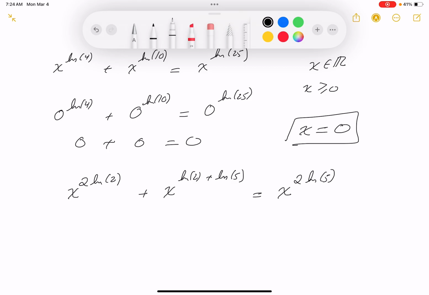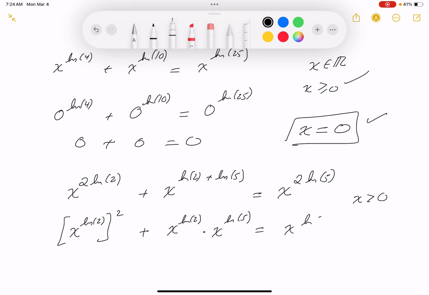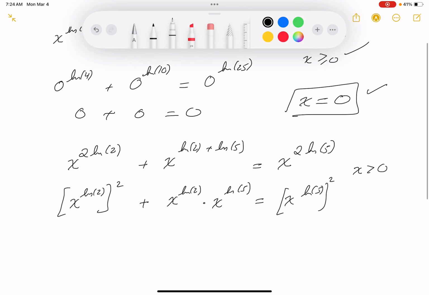So what I notice now is that I'm dealing in a realm of x being greater than 0, because I already have that, and I know the restriction over here. Looking at this, it looks sort of quadratic, and I'm going to write this down as x to the ln 2, this thing is being squared. The next one, a little stranger though, isn't it? Using rules of exponents, this is x to the ln 2 times x to the ln 5. And what goes over here is x to the ln 5 quantity squared.